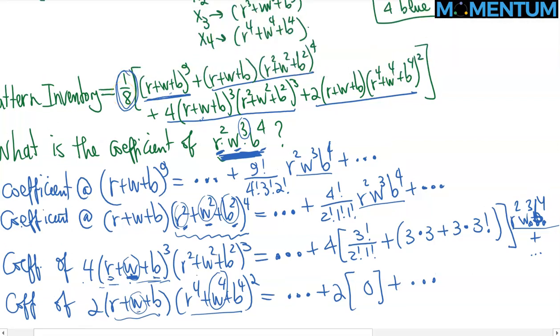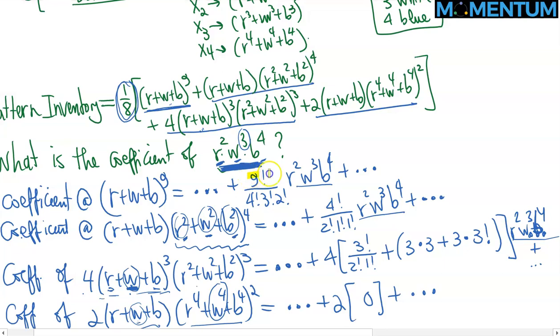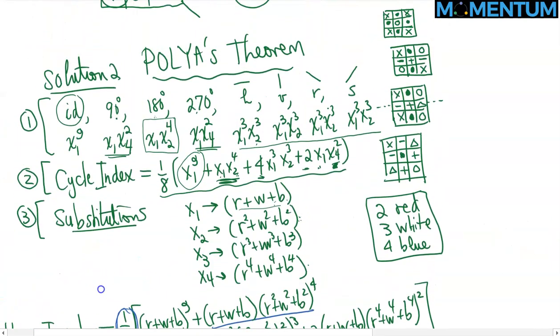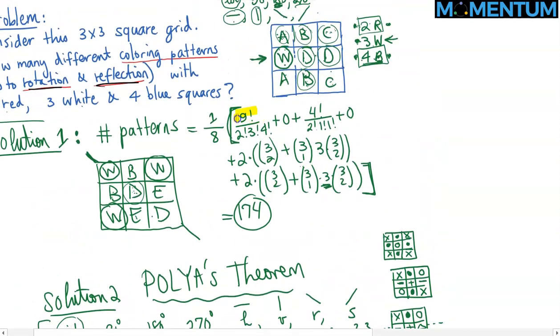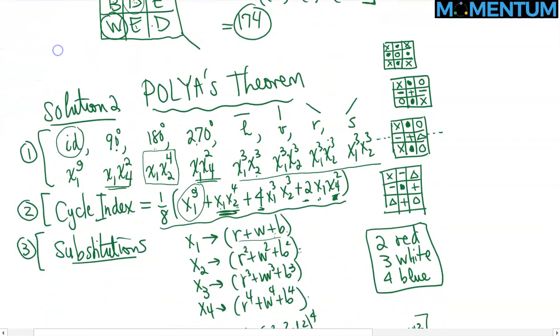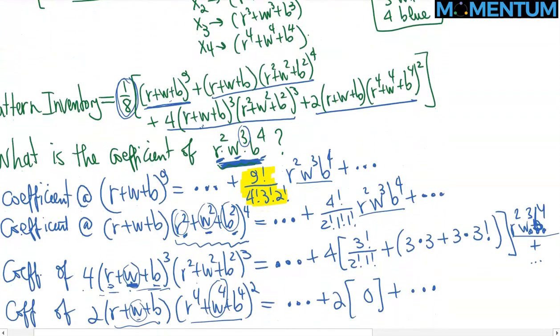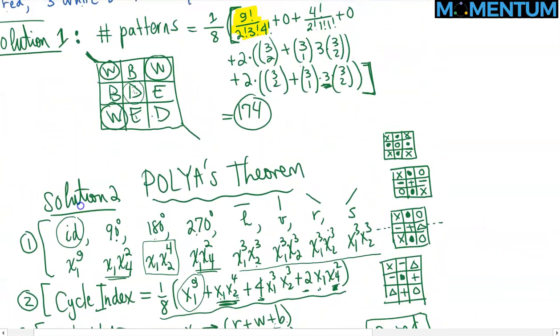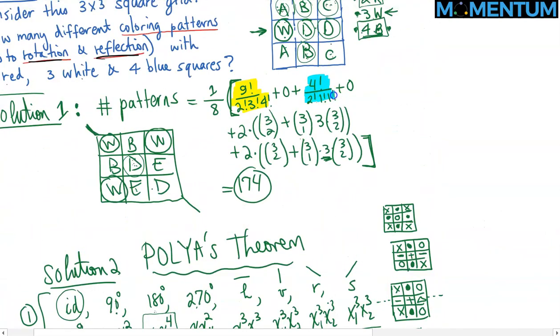Now I want to compare it with what we did earlier. The first term is 9 factorial over 4 factorial, 3 factorial, 2 factorial. If you check the first solution, it seems it works so far. Next is that term here. Let me color it in a different way, blue maybe. You see that 4 factorial, 2 factorial, 1 factorial, 1 factorial. If they don't match, I'm going to double check my work. All right, there you go.